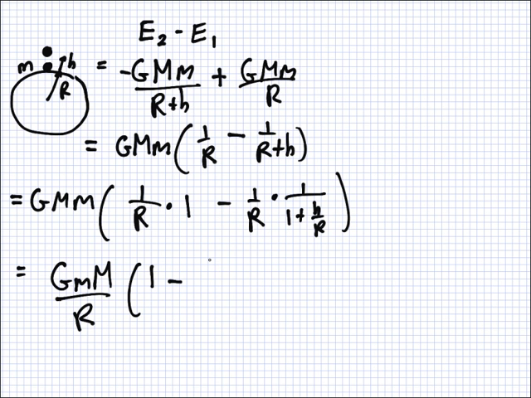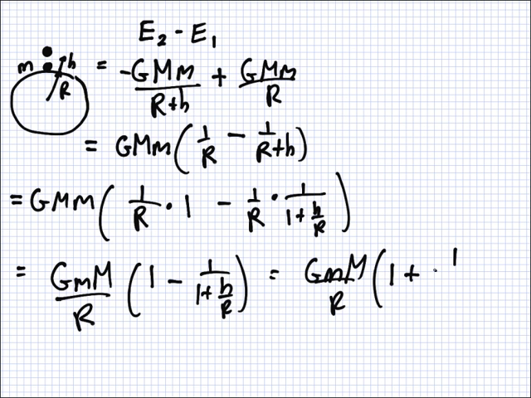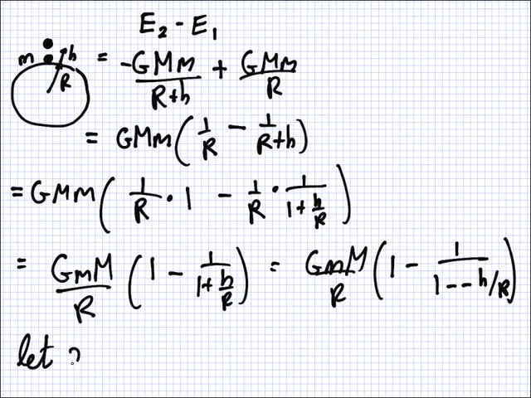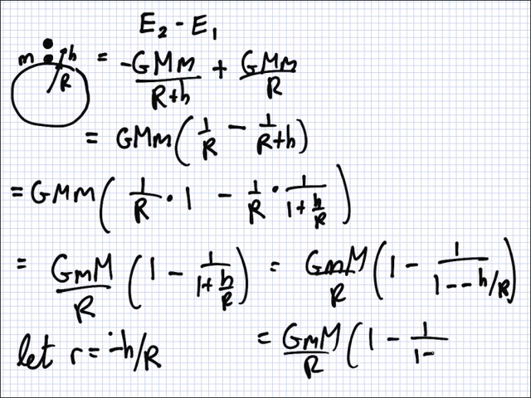And this is 1 minus 1 over 1 plus H over R, which equals GMm over R, 1 plus 1 over... sorry, I need the minus, I'm sorry. 1 minus 1 over 1 minus minus H over R. I just changed this plus here to minus minus. Okay. Now what I'll do is I'll let X equal minus H over R. So then this becomes GMm. No, I got a better letter. I'll let small r equal minus H over big R. So then this becomes GMm over R, 1 minus 1 over 1 minus r.